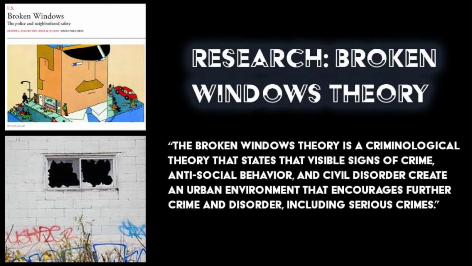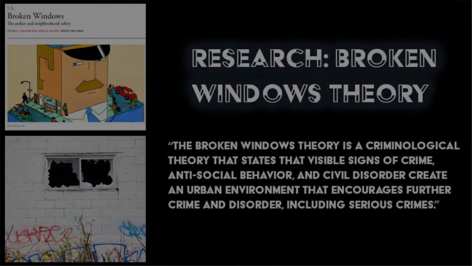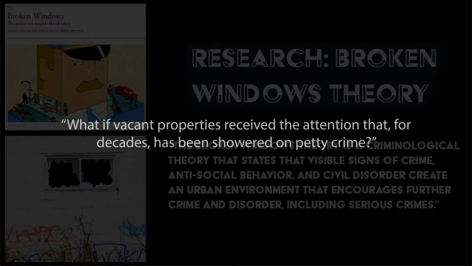Others have drawn different conclusions from broken windows, such as Eric Klinenberg, who questioned why no one had simply tried repairing the broken windows and fixing up the abandoned properties. What if, Klinenberg asks, vacant properties received attention that, for decades, had been showered on petty crime?